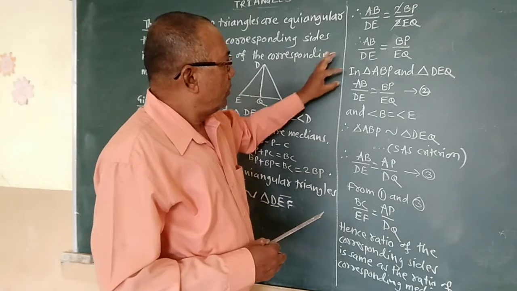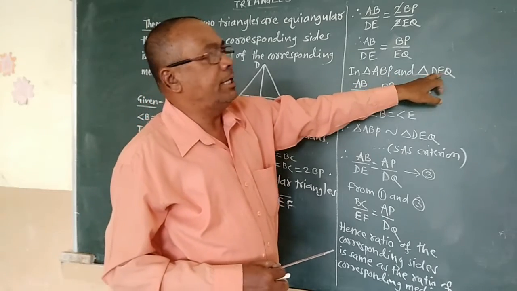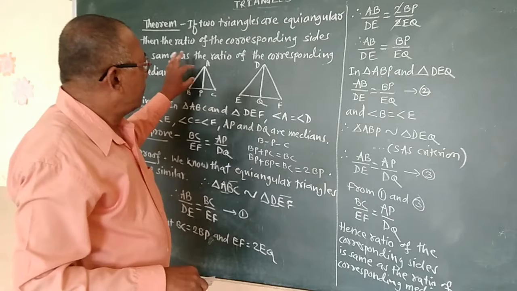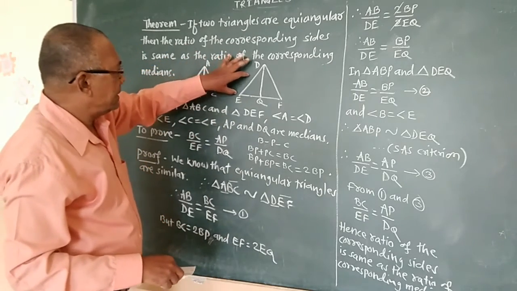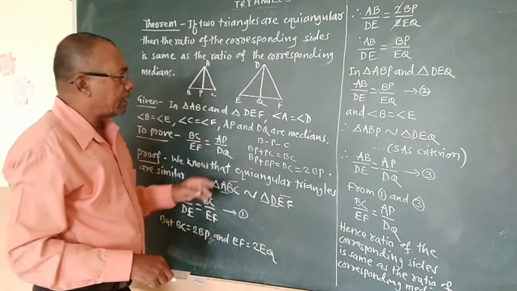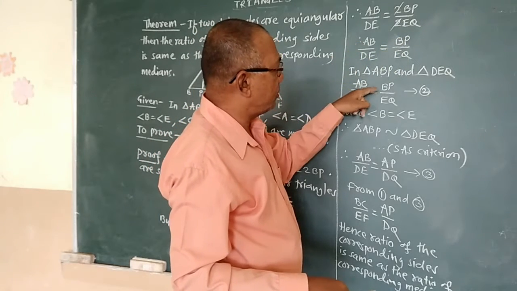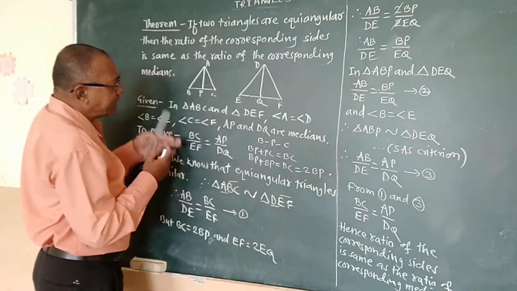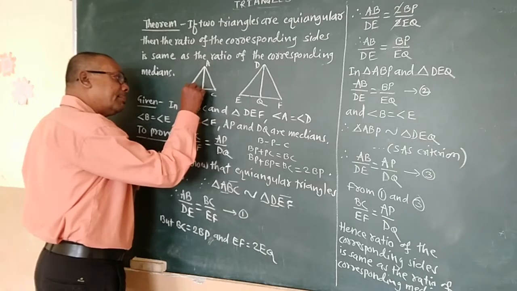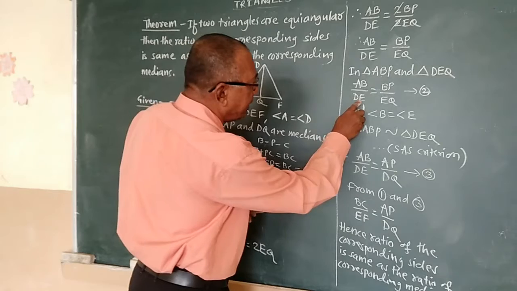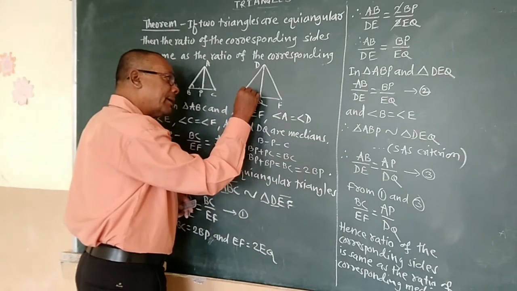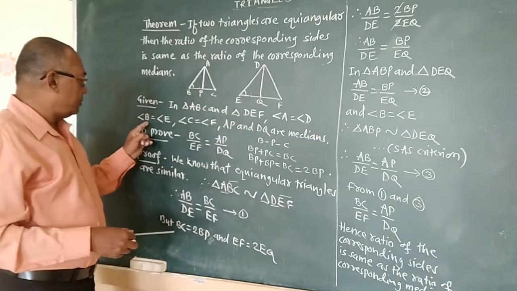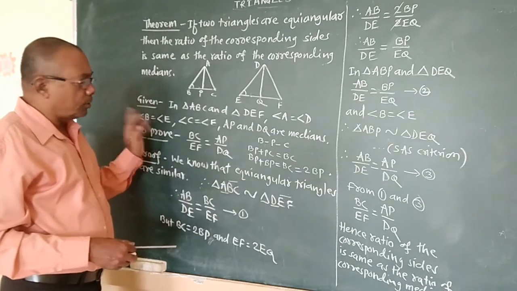And now, in triangle ABP and triangle DEQ, here we got two triangles ABP and DEQ. Here from the above equation we can write AB upon DE is equal to BP upon EQ, and this is equation number 2. Similarly, the two sides AB and BP, and the angle included by these two sides is angle B. Similarly, here DE and EQ, and the angle included by them is angle E. Here angle B equal to angle E, because it is given in the given.